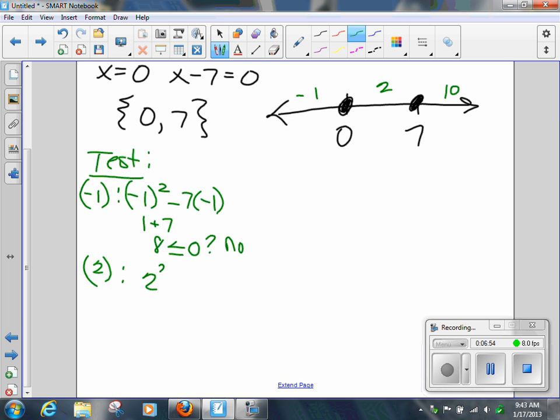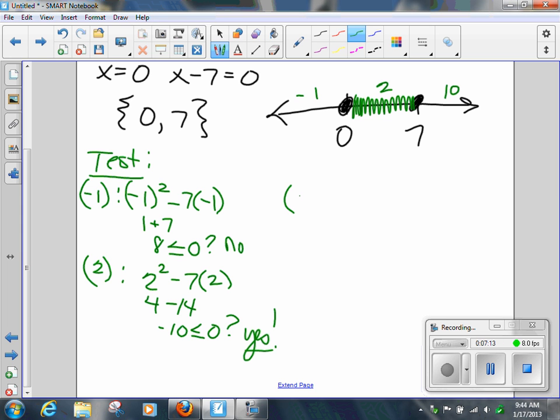2 squared minus 7 times 2, which is 4 minus 14. Is -10 less than or equal to 0? Yes. When I put yes, what does that mean? I have to color in my graph in that particular interval. Let's test 10. What do you think is going to happen? It's not going to work.